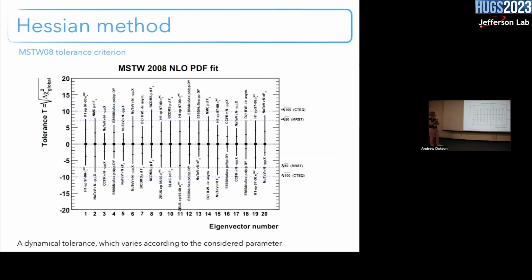And also for MSHT 2008, they use a more dynamic tolerance. The delta chi-square changes depending on the direction you are taking, because you don't want a number that fits all, but you want to treat each direction independently. Anyway, this makes perfect sense, but you have to tweak it a bit, and you have the problem of the incompatibility. You have to do some magic trick with the tolerance, okay?